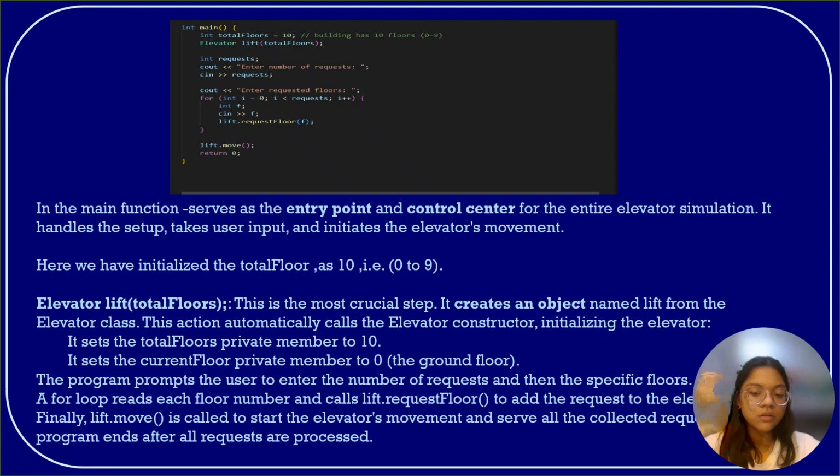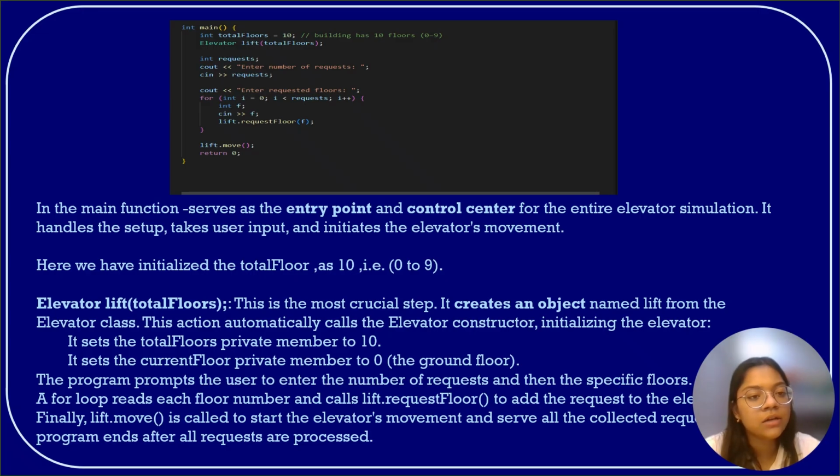Now the last part of our code is the main function. We have defined the main function of integer data type, so it will return an integer if it wants to return. Within the main function we have defined a total floor integer variable, initialized to 10, that is, our building has 10 floors, 0 to 9. Then I have called the elevator class, in which I have defined lift as an object, taking the integer total floors.